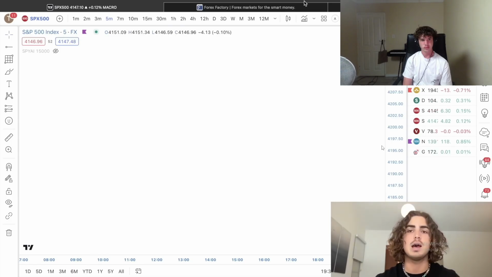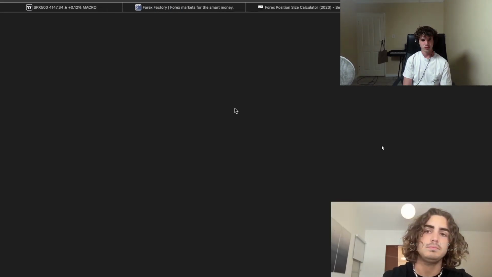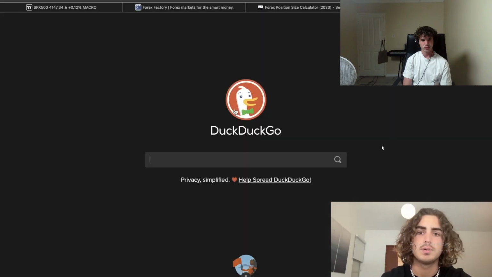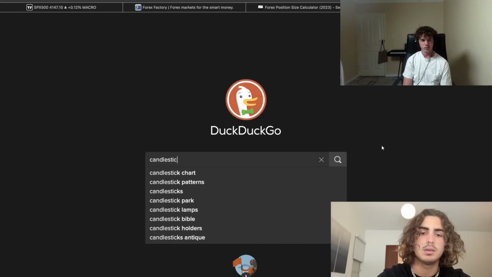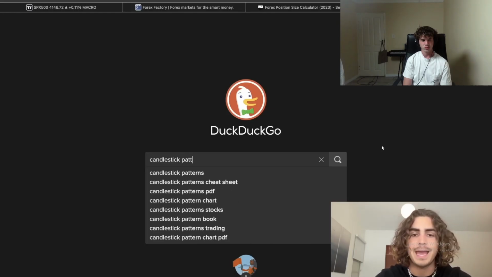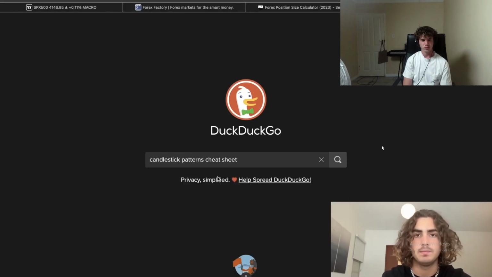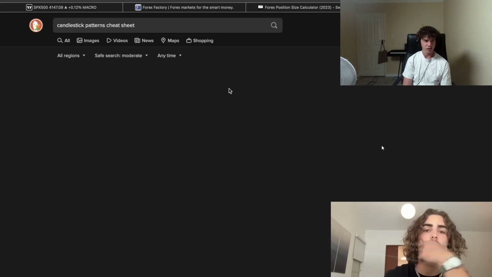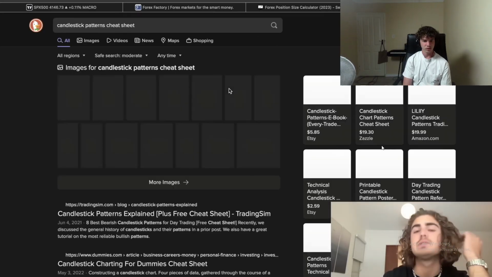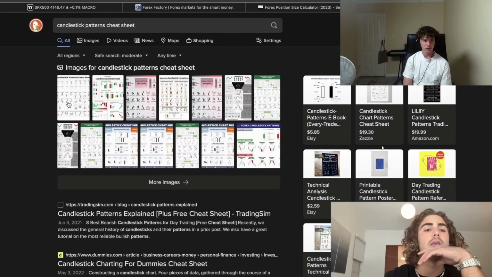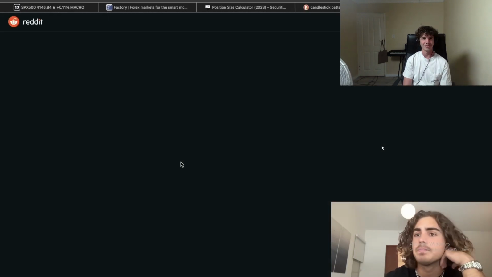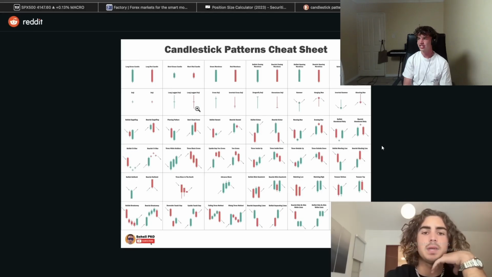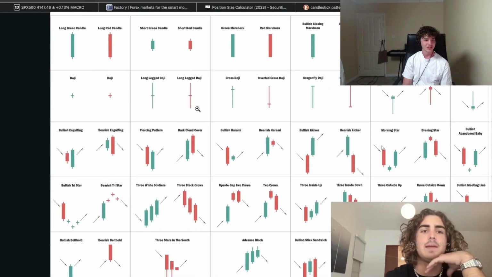So let's look up, if this thing will load, a candlestick patterns cheat sheet. Hopefully this pulls up the single candlesticks. Okay, good, it has some of them on this. Let's zoom in. Okay, so this is free.